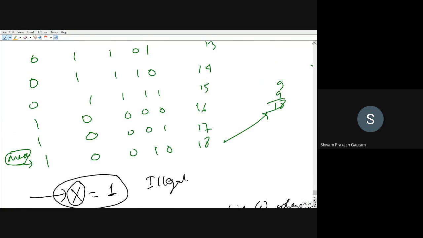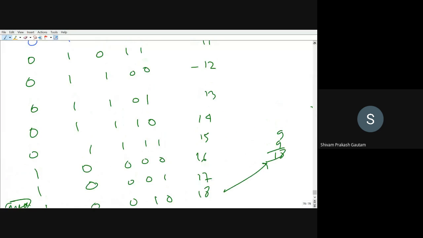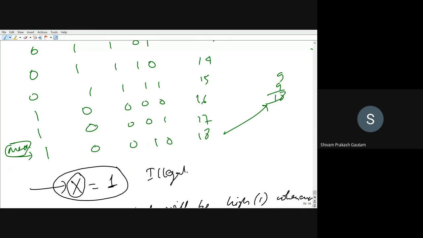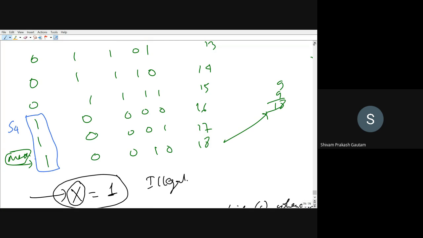So we have to develop a logic. Can I say one logic is that whenever our S4 is high, this is an illegal bit? So S4 is high is our one logic. Whenever S4 is present, that can be one logic.